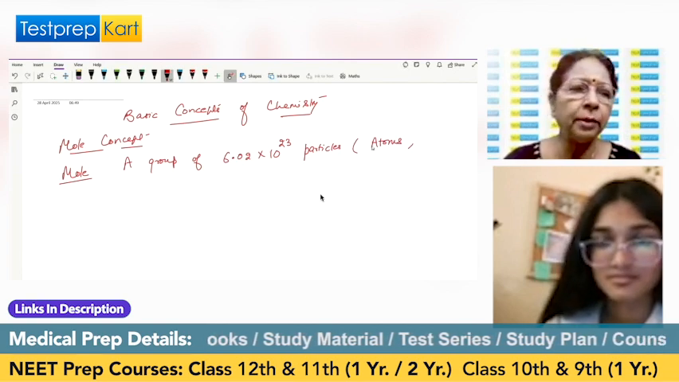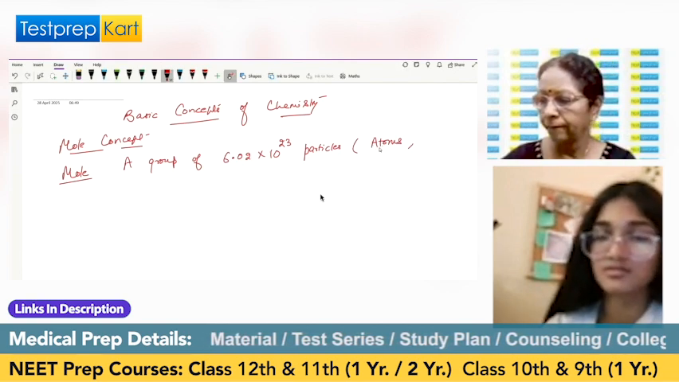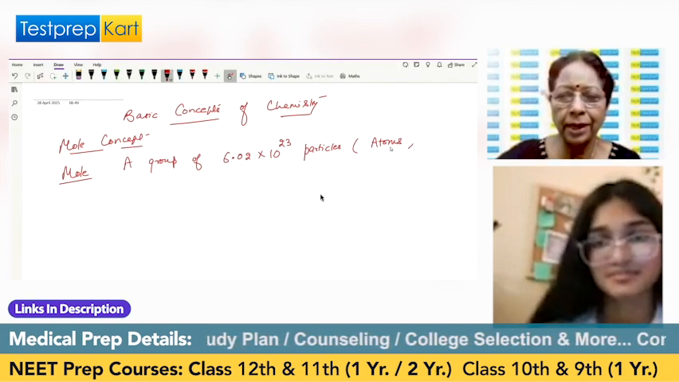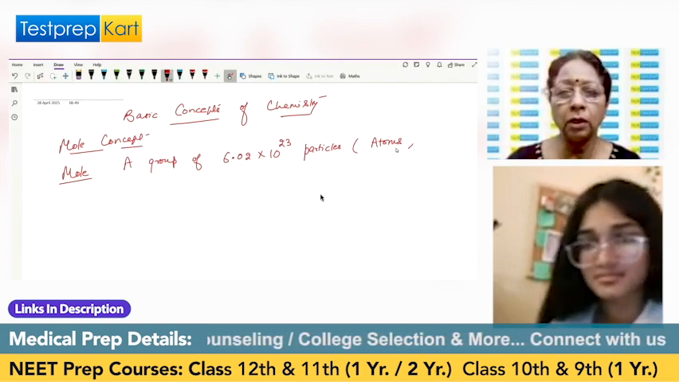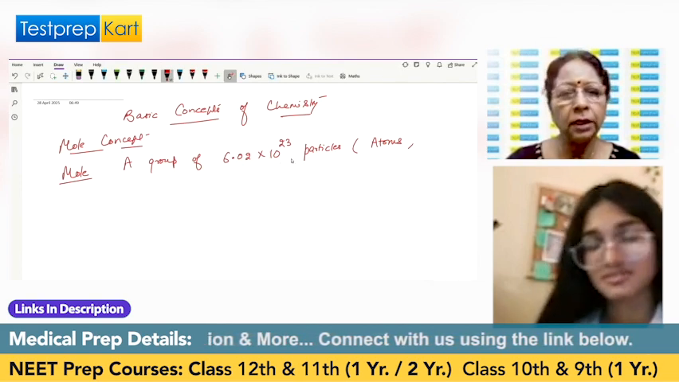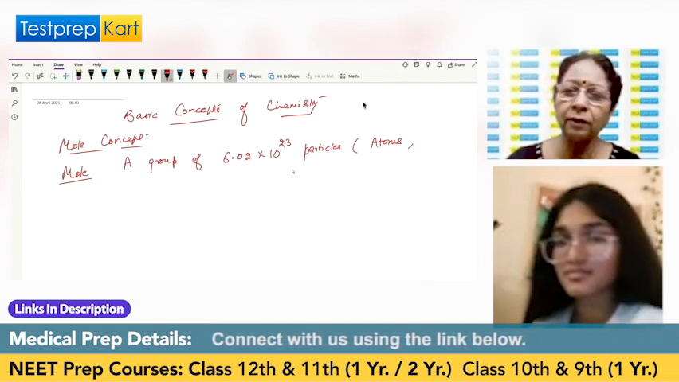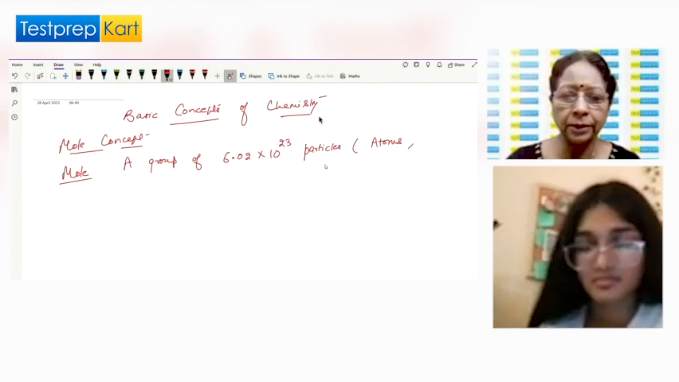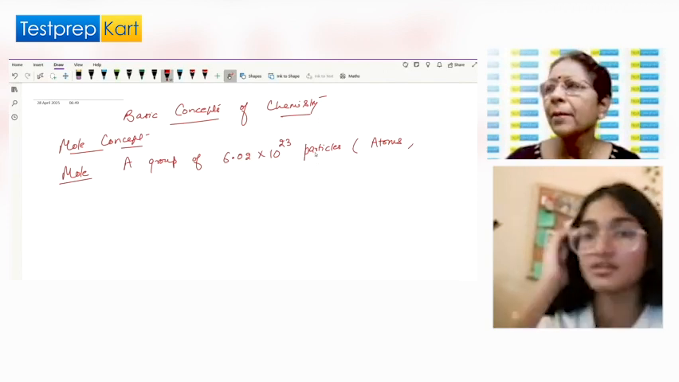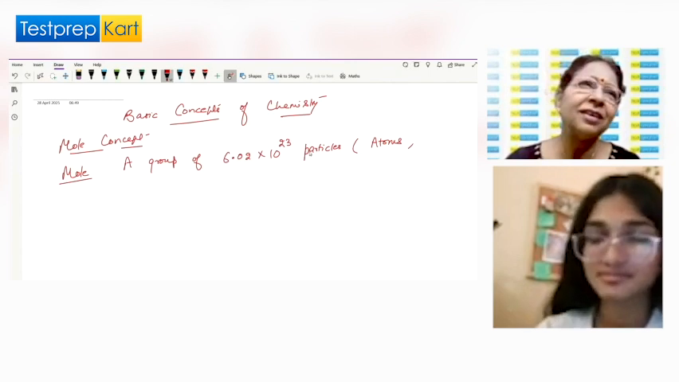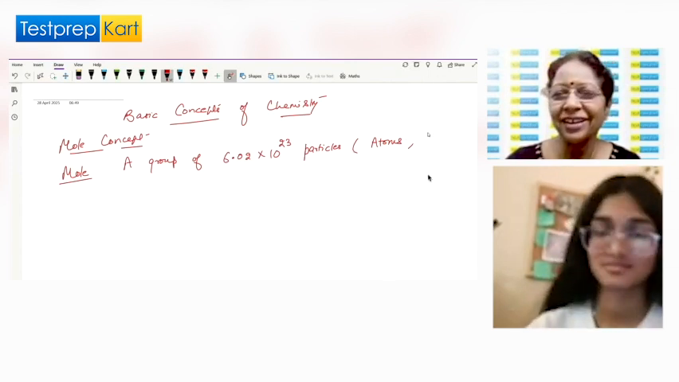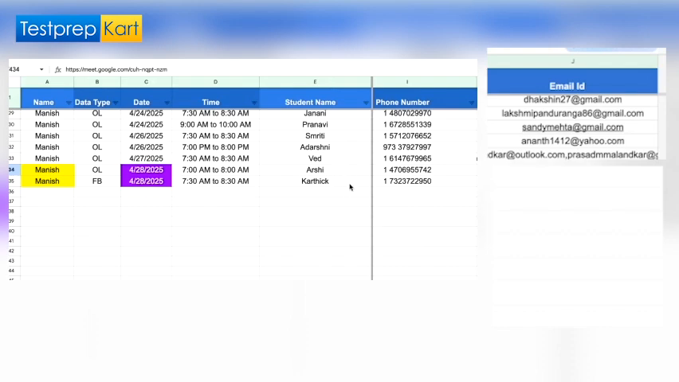Name any two, three elements. Like silver, gold, titanium. Yes, that is right. If you take 1 mole of gold, it will have how many atoms? These many atoms. If you take 1 mole of silver, it will have these many atoms. What is the symbol of silver? Ag. And gold? Au. Yeah, that is right.